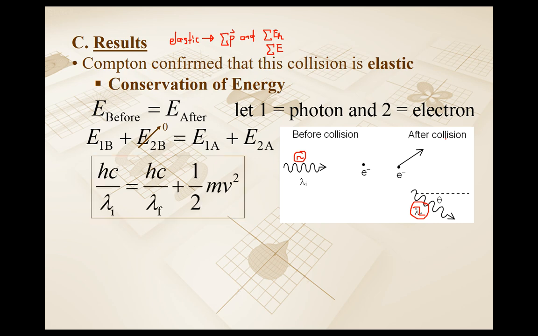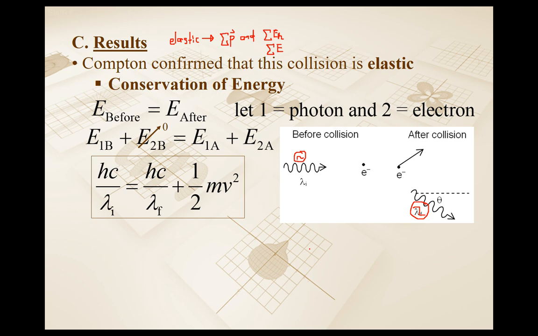And if we break this down a little bit more, if you want to write down the photon energy in terms of wavelength, it'd be hc over the wavelength. So hc over lambda i is equal to hc over lambda f plus 1/2 mv squared. So that's an equation we could use to deal with Compton scattering problems from a conservation of energy perspective. And you'll get to practice this on one of the homework assignments.